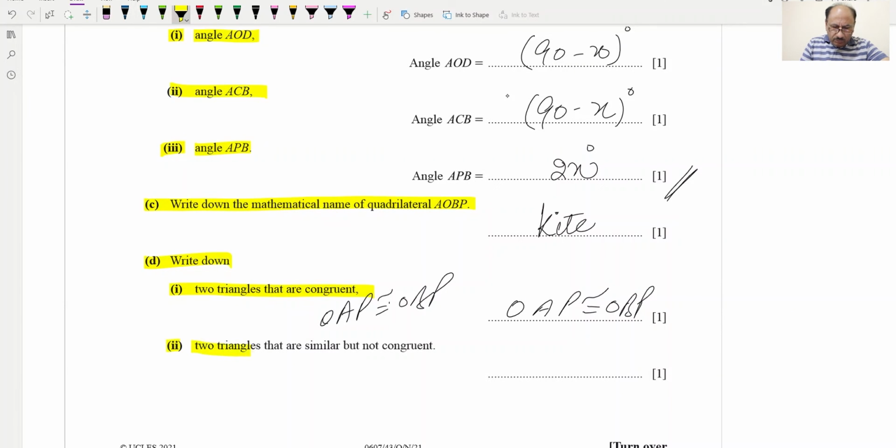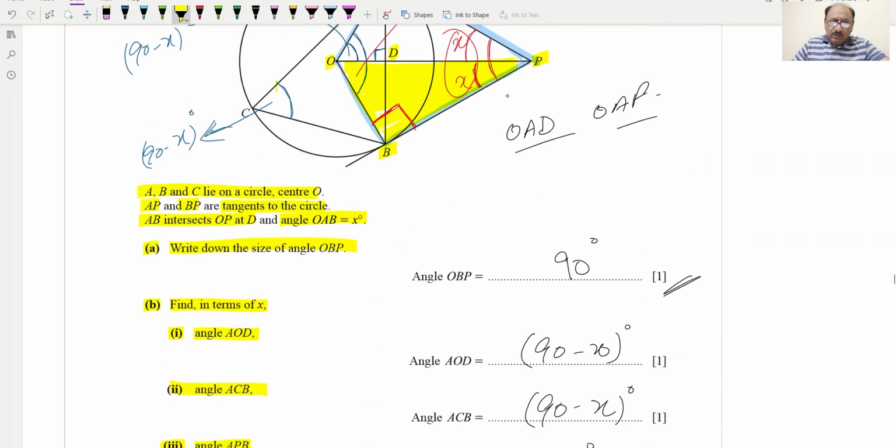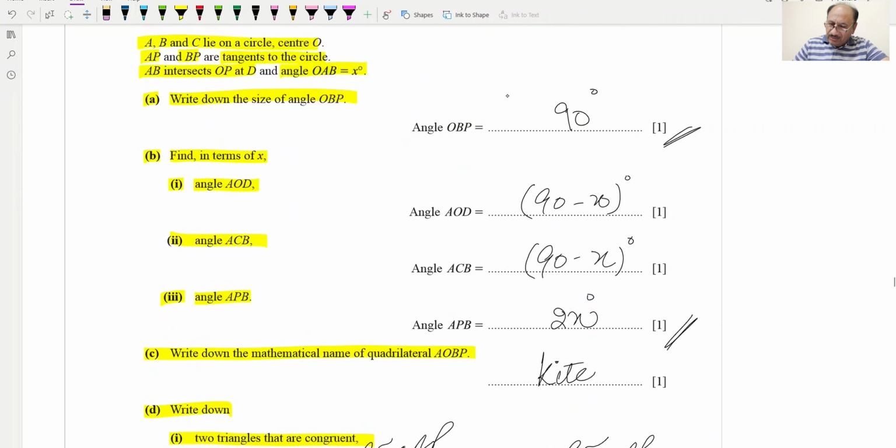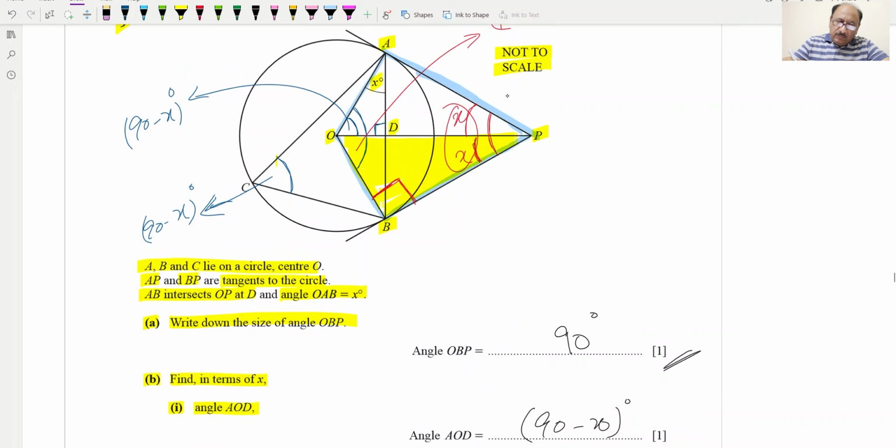So second part, two triangles that are similar but not congruent. I have written this wrong over here, this should be OAP. OAP is this upper triangle and OBP is the lower yellow shaded triangle. So OAP is congruent to OBP, and this is the part 1 answer which I have indicated at the proper location also. Now two triangles that are similar.